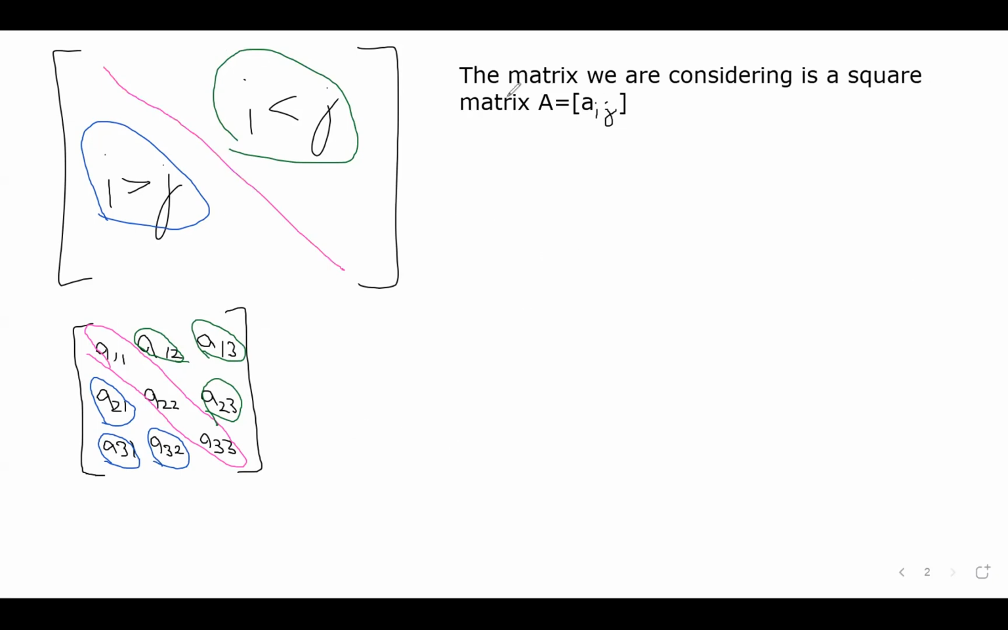Okay, so that's that. The matrix we're considering is a square matrix A, represented by little a sub ij. Lowercase a is for the entries, and uppercase A is for the entire matrix, and the ij is for which entry. Okay, so now I'm going to talk about square matrices.